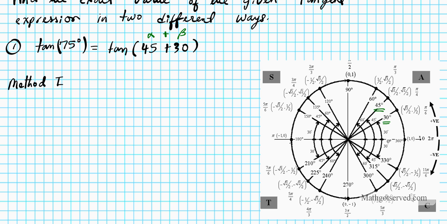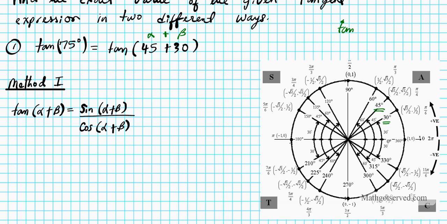Okay? Method number one involves the use of the quotient identities for tan. So for this method, we're going to be using the formula tan of alpha plus beta equals sine of alpha plus beta divided by cosine of alpha plus beta. Because we know using our quotient identities that tan of an angle theta is sine theta over cosine theta. So we're just extending this to this problem.